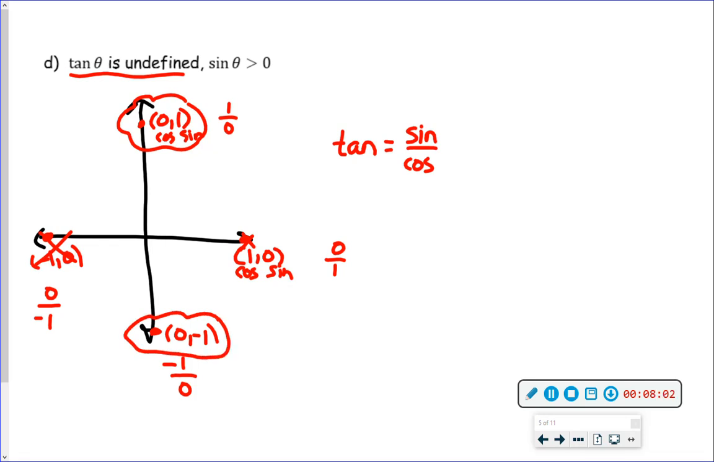Now, it's not going to be both. We're going to narrow it down. The second piece of information narrows it down for you. Sine's greater than 0. Positive. Well, it can't be the bottom one because you have sine is negative 1. It's not positive. So we're going to work off the top point. So I can already list cosine 0, sine 1. So let's put those down.